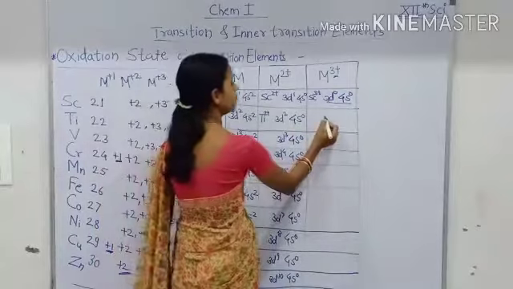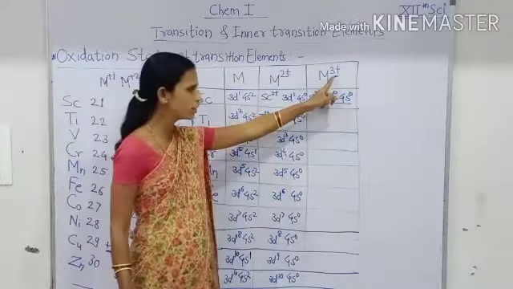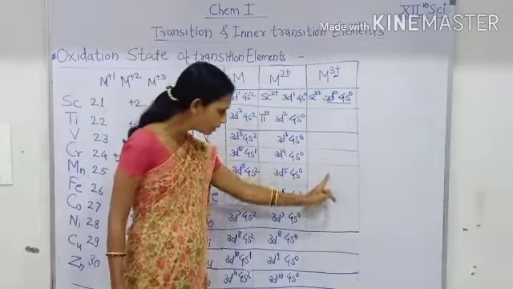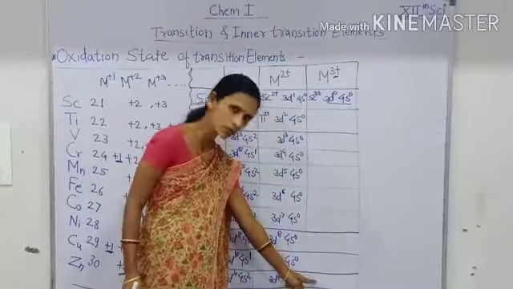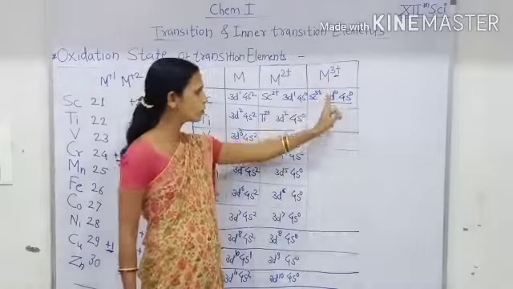Similarly, we can write the electronic configuration for titanium in the plus 3 oxidation state. You have to complete the electronic configuration for those elements in the plus 3 oxidation state. It is for your homework.